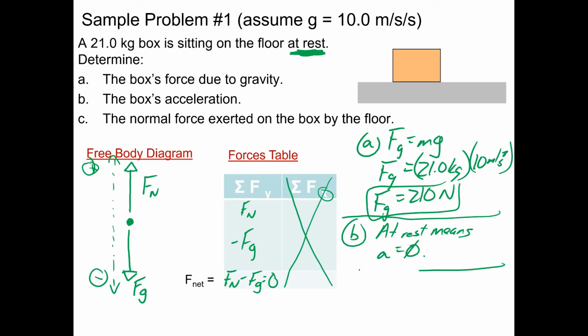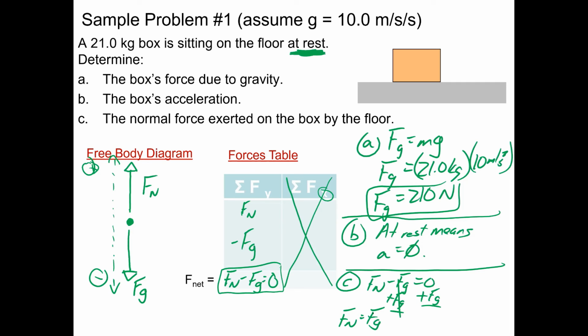Okay, now the normal force. How am I going to figure out the normal force? Well, that's where this equation down here is really key. Since normal force minus the force due to gravity equals 0, if I add force due to gravity to both sides, I come up with this expression that the normal force is equal to the force due to gravity. So the normal force would be equal to 210 newtons.